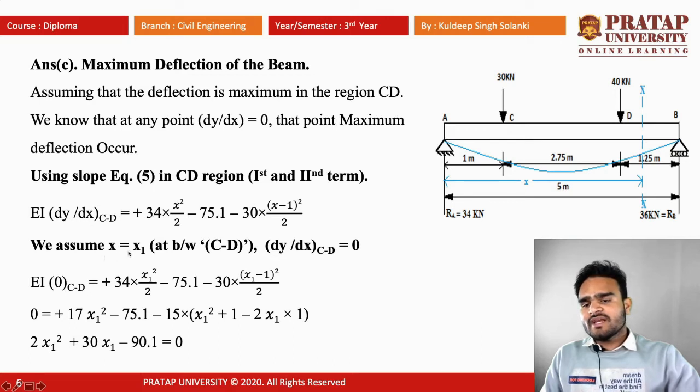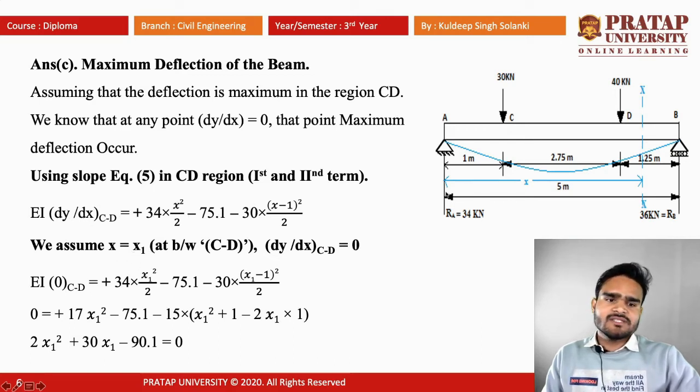And we assume that x is equal to x1. We assume that x is equal to x1 and dy/dx is equal to 0, between the C to D region, because we know that maximum deflection is in C to D and the value of slope is also 0 in C to D. So put the value of dy/dx in between CD equal to 0.